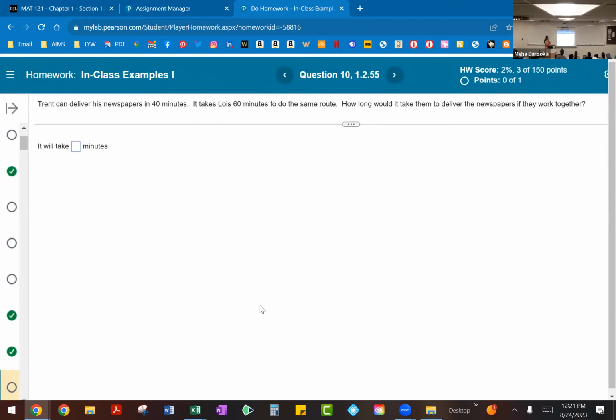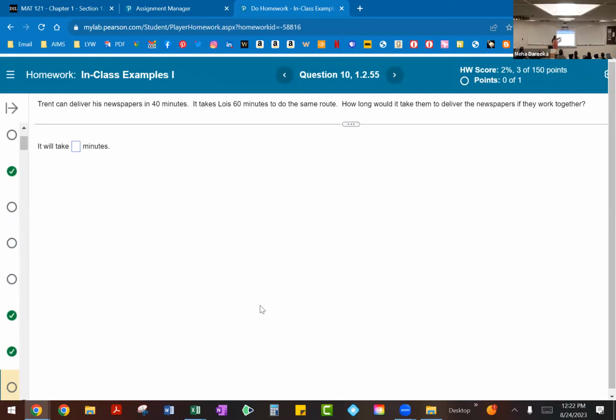Okay, this is another one of our examples. This is what we call a work problem. You're doing a task, and they're basically comparing how fast 2 different people do it. So you can see this one is talking about Trent can deliver his newspapers in 40 minutes. So that's the task. The work is delivering newspapers, and the time is Trent only needs 40 minutes to do it.